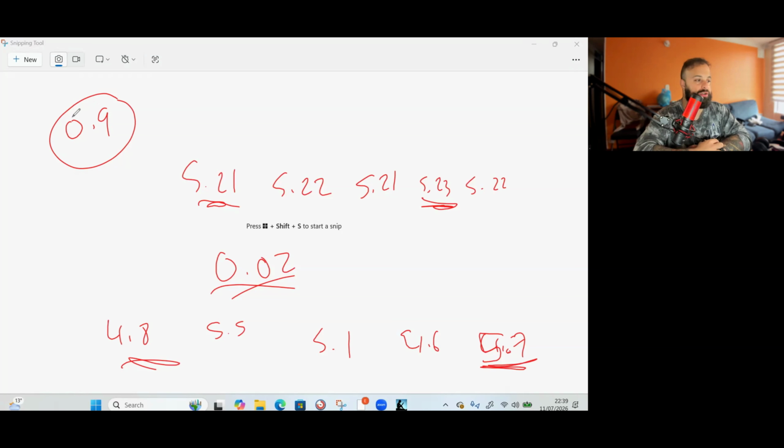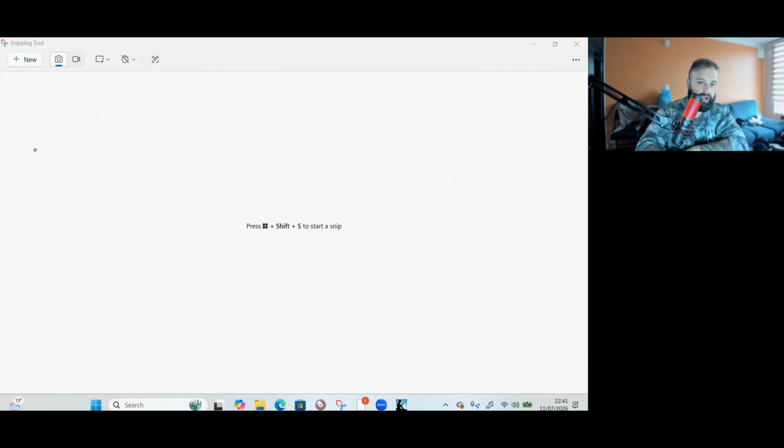So when we talk about accuracy, we're talking about whether the measurements are close to where they should be. When we're talking about precision, are the repeated measurements close to one another? So let's go through some examples.